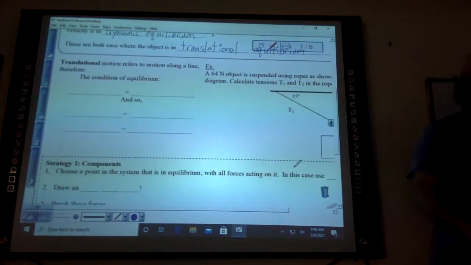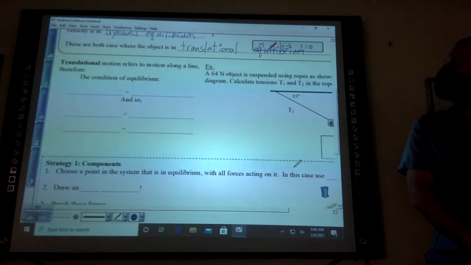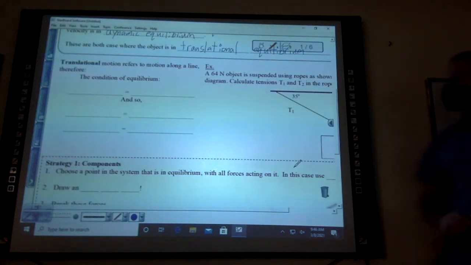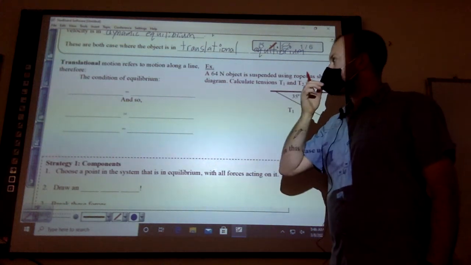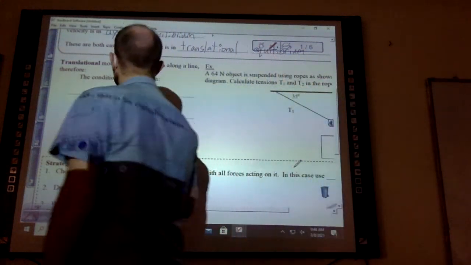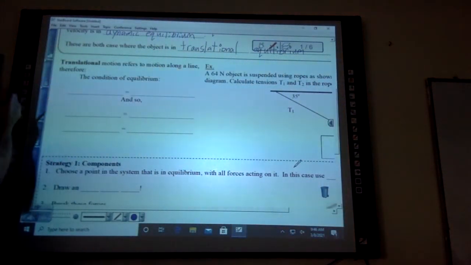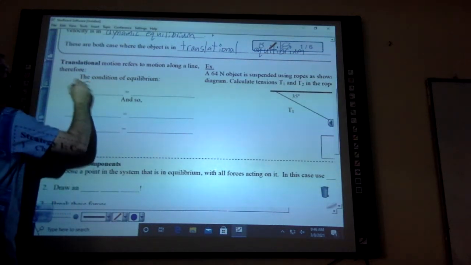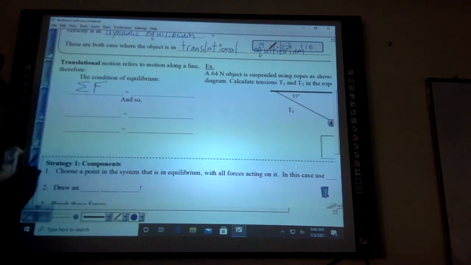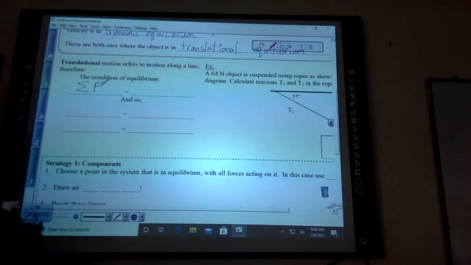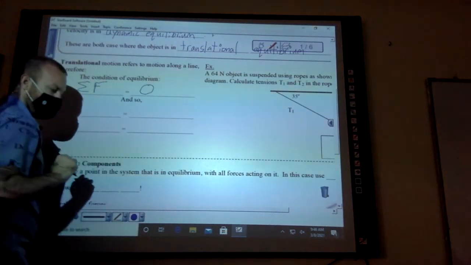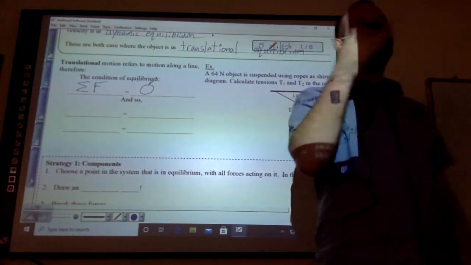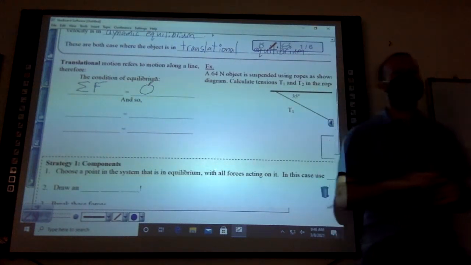So with translational equilibrium, there's a specific equation we're going to use for this, and then two sub-equations, but it's essentially the same thing. So for my translational equilibrium, this is referring to motion. What we're going to have with this is the sum of the forces. So again, this is sigma, a capital sigma. This just means the sum of the forces is going to equal 0. So when I add every single force up, it's going to equal 0.